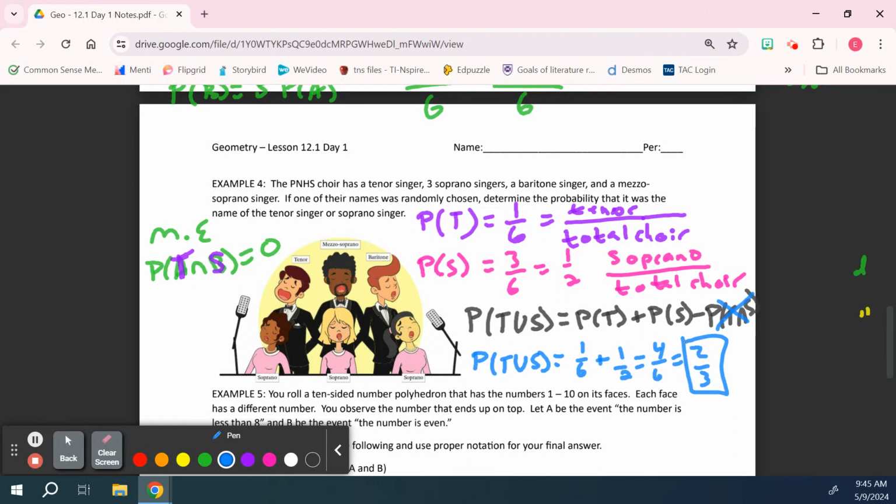Questions? All right, let's move on to example 5. So we've done a lot with mutually exclusive events. Now I want to show you one that is not mutually exclusive. Okay?